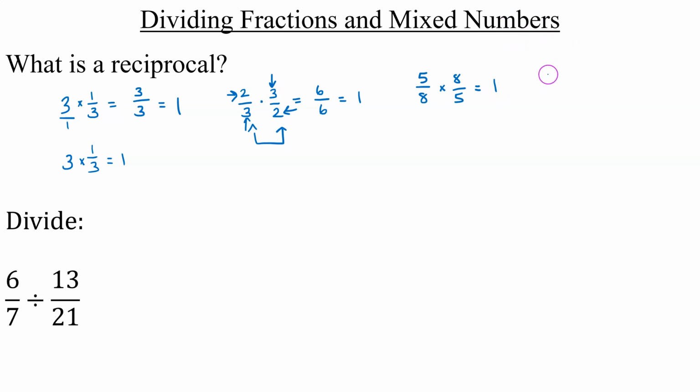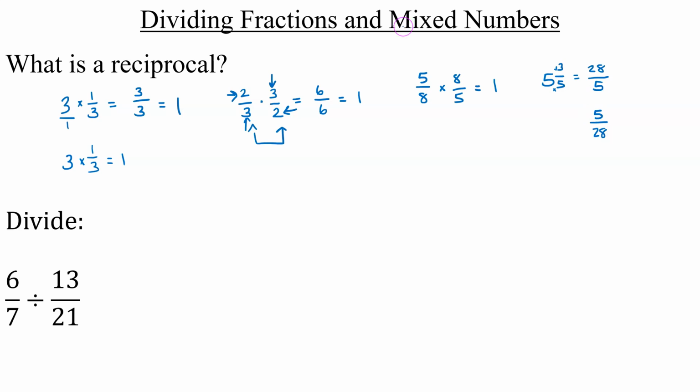What about 5 and 3/5? So this is a mixed number. What you want to do first is convert it into an improper fraction. 5 times 5 is 25, plus 3 is 28, over the original denominator, 5. Now we haven't figured out the reciprocal yet. We've just changed our mixed number to an improper fraction. So to get the reciprocal, you have to flip your fraction. Our reciprocal would be 5 over 28.